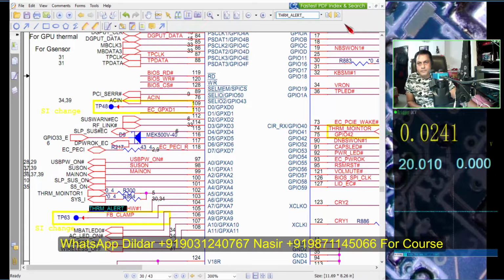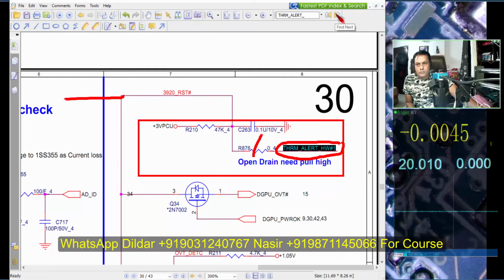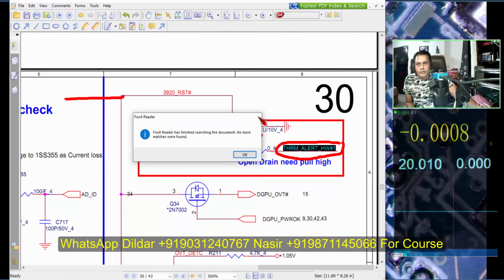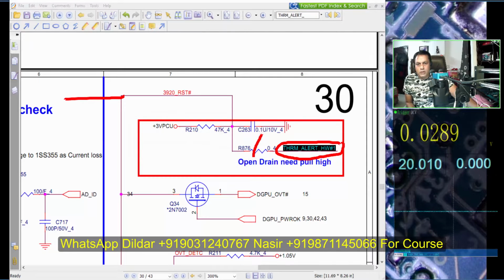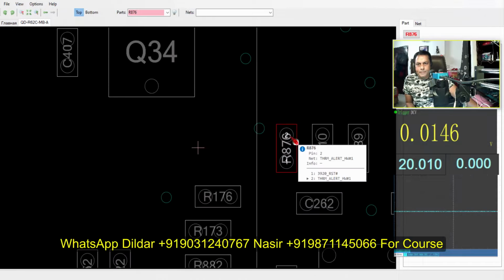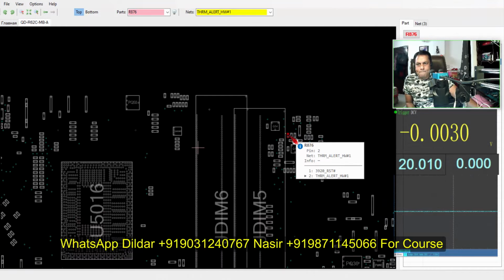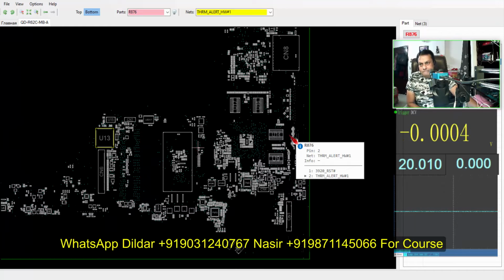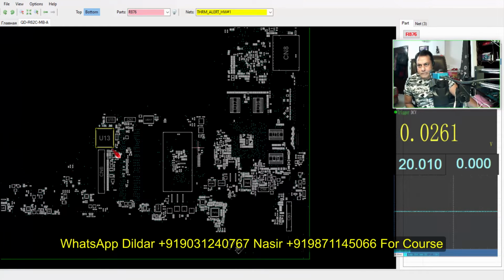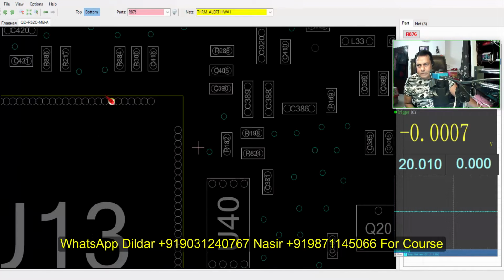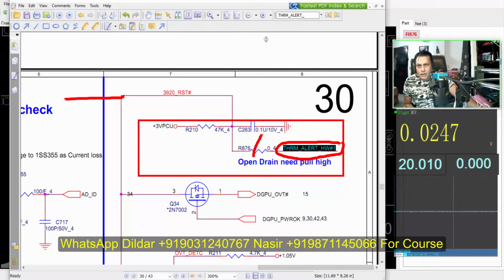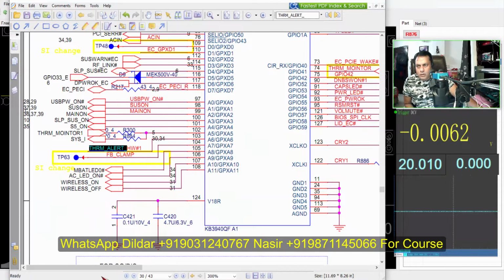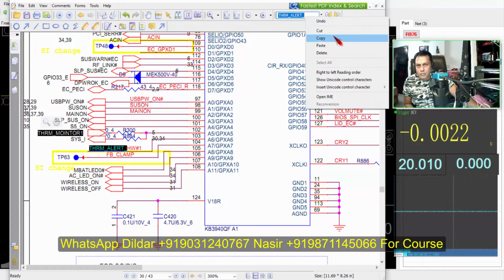Name change. Nowhere. You do one thing, keep here, thermal in, thermal out. This one has impact on this area. You just have to copy this one, paste.